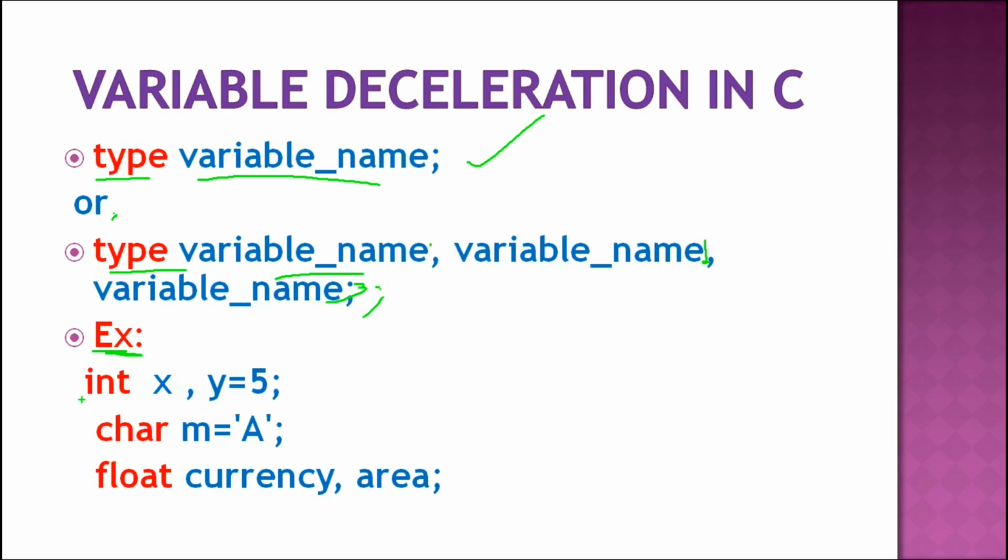Here is an example. It is the integer type, and x is the variable, and we do not assign any value to x here. But we give the integer type y, and we assign a value 5 here. Then we give a semicolon to end the line. And char is the character type variable. Here is m, and it stores the character a. And float is another type of variable. Currency is a variable, and area is a variable here.